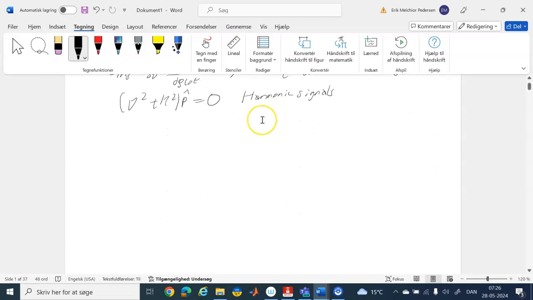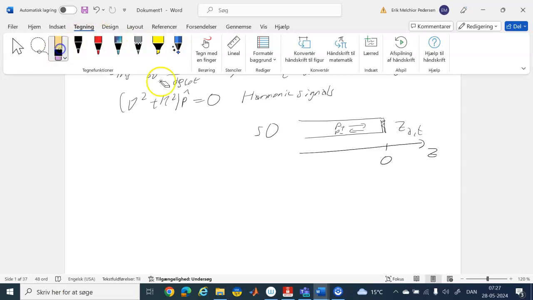And then we have a duct with a terminating impedance. We call it ZAT, and we have a z-axis here at 0, and we have the incident pressure and the reflected pressure, the magnitude of this amplitude. And we assume that the cross-section area S is much smaller than the wavelength. So we are in the low frequency area.